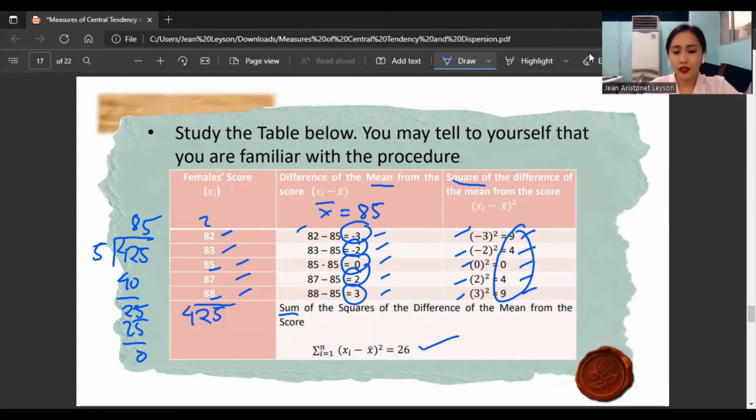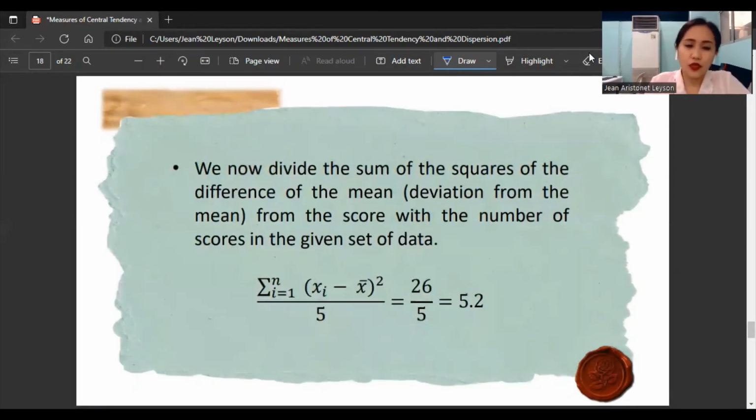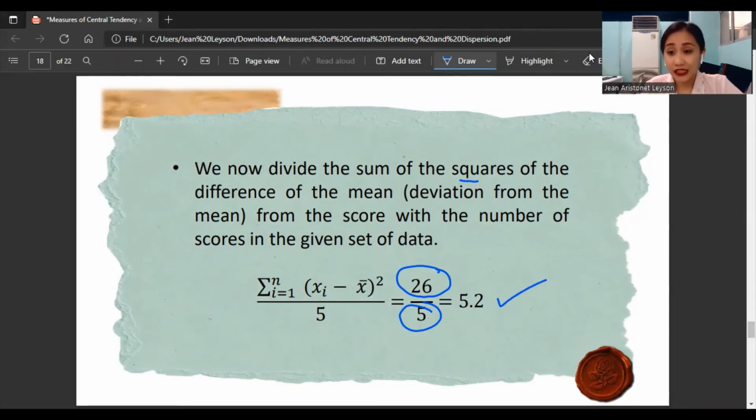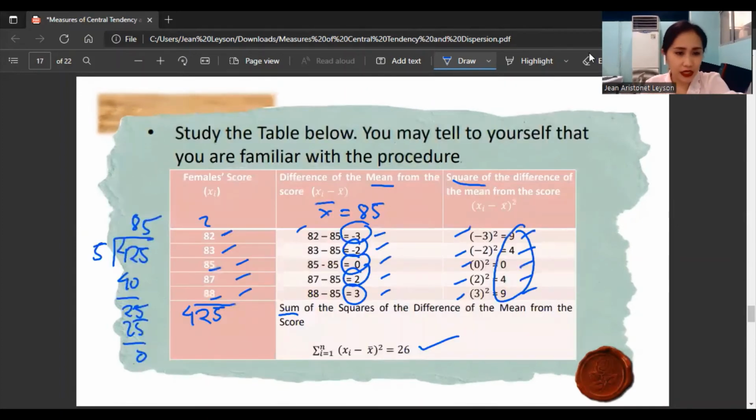Therefore, that is 26. But we are not done yet. We now divide the sum of the squares, the answer that we got earlier, of the deviations from the mean, by the number of scores in the given data set. So this is the answer that we got earlier, then simply divide it by how many data there are. Since there are 5, that's 26 divided by 5, that is 5.2. So that is the variance of the grades of the female students.